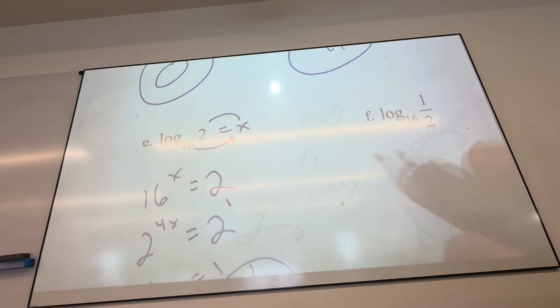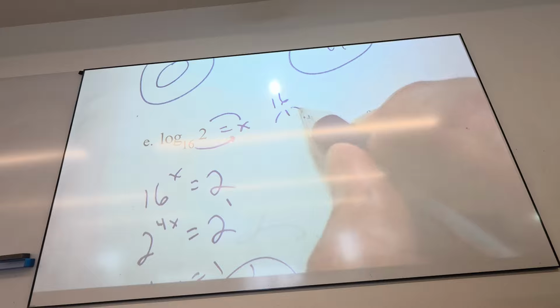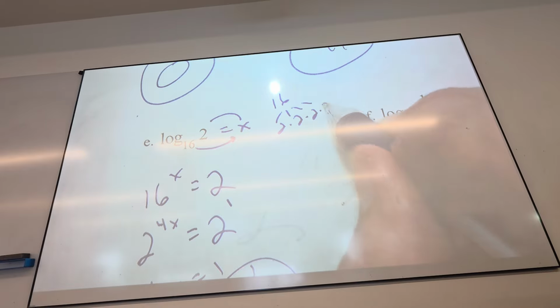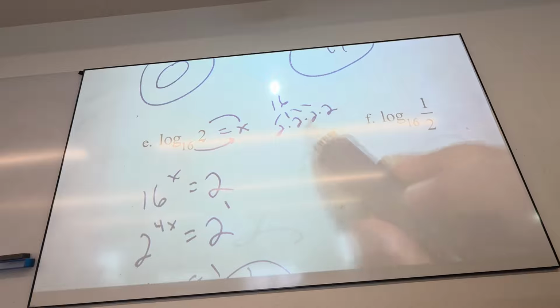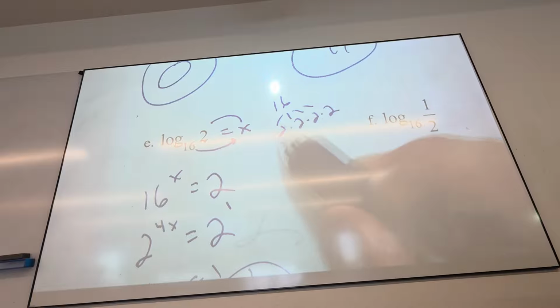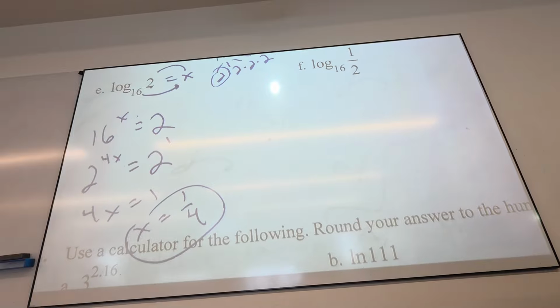Did anyone do it the other way? Where you take 16, I think at least one person did, break it down, and 2 is how many out of these 4? How many of these do I take to make 2? 1 out of 4. That's why the answer is 1 out of 4, right? Do you guys see that? That's a valid way to do these problems, by the way.